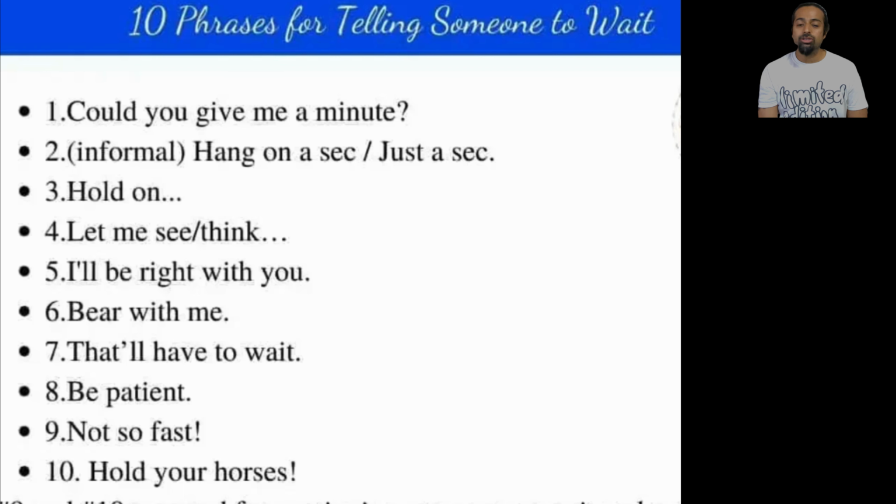For example, this one, 10 phrases for telling someone to wait. How will you say, could you give me a minute? Informal way of saying, hang on a second, or just a second. Next, let me see, or let me think. I'll be right with you. Bear with me. So in this way, you can learn situational dialogues.